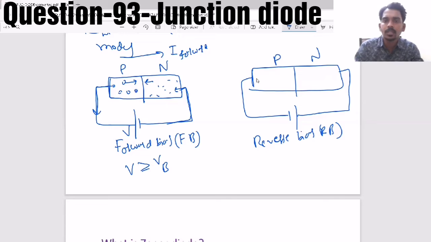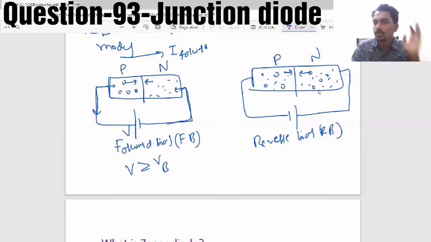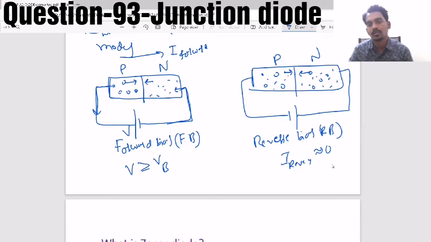But in case of reverse bias, here holes will be there, and also a small number of electrons. As it is connected to the negative terminal, electrons will get repulsion. And here more electrons and fewer holes will be there, and as it is connected to the positive terminal, holes will get repulsion. So here minority charge carriers are crossing the junction. So the reverse current is approximately 0 up to some range.